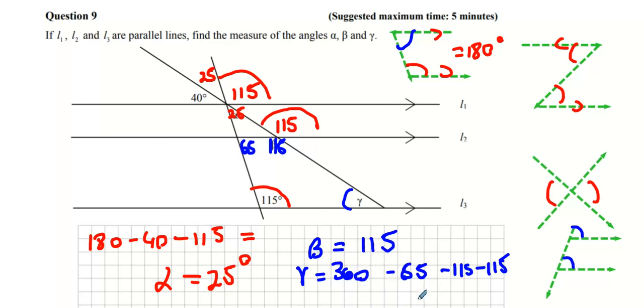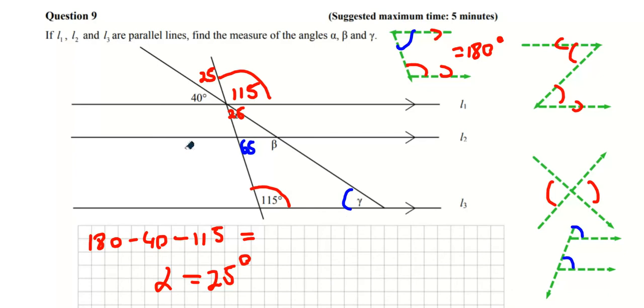Oh wait, gamma. Sorry guys, I made a mistake there. Beta isn't 115. I made a mistake with that one. My fault completely. It's not corresponding. It's a different line, so sorry, that doesn't correspond. I'm wrong. Okay, so sorry guys, just gonna go through this one again.